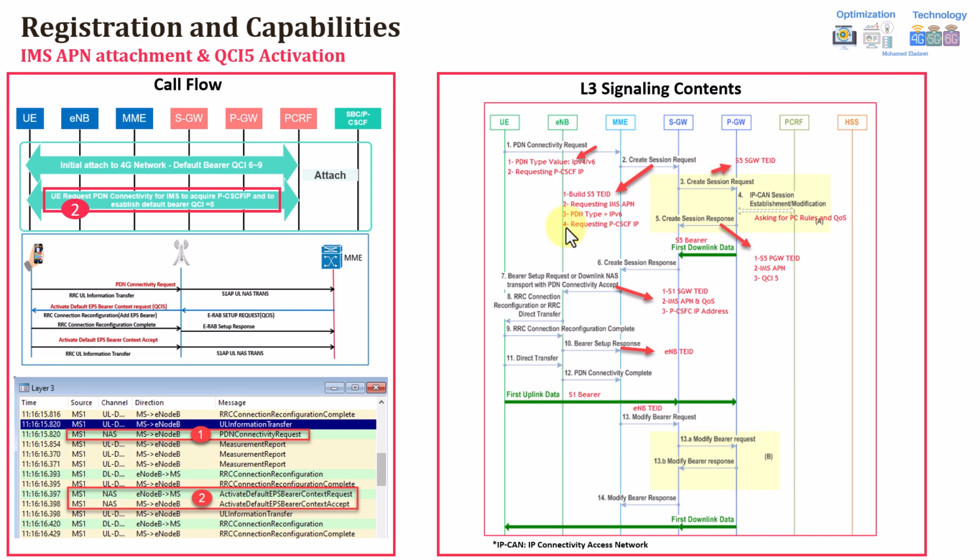Once the UE completed his first attach, as you can see here in the top left, the user has already completed the attach, which is using the VoLTE QCI 6 to 9. Now, the user needs to initiate another attach, or another PDN connectivity request, requesting the IMS APN, and he would also like to get the proxy CSCF IP for the IMS in order to start the IMS registration.